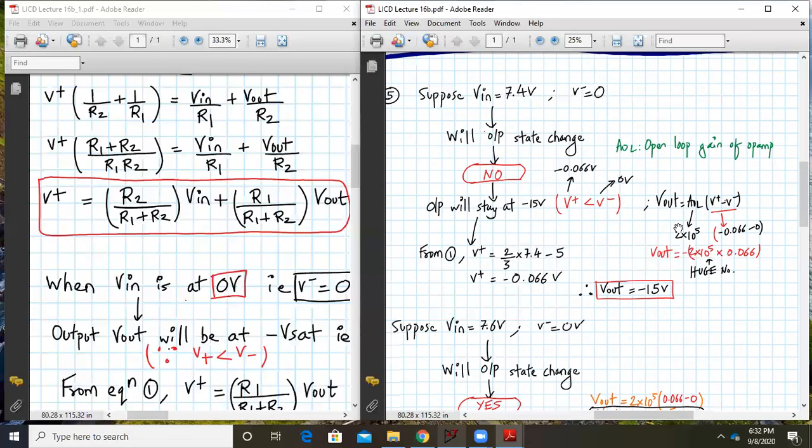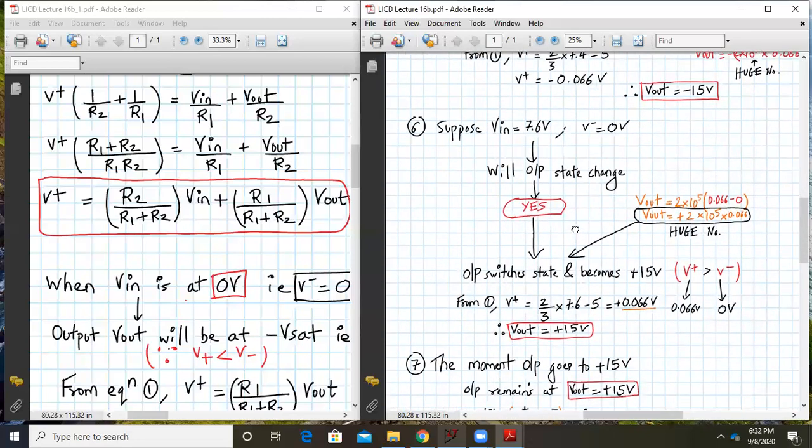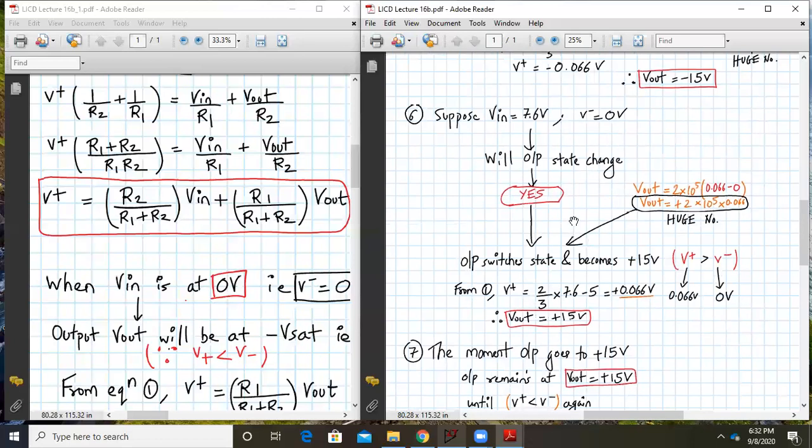It's going around minus 0.066 volts, and the output stays at minus 15 volts. Now let's consider another scenario. Right now my input is at 7.6 volts and my V minus is at 0 volts for now. Will my output state change?